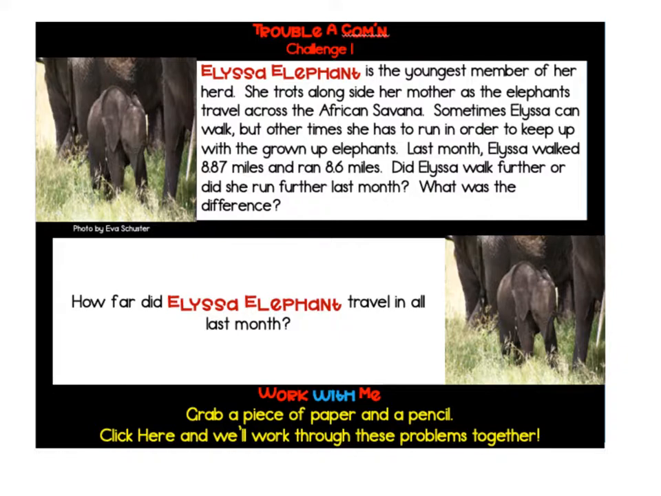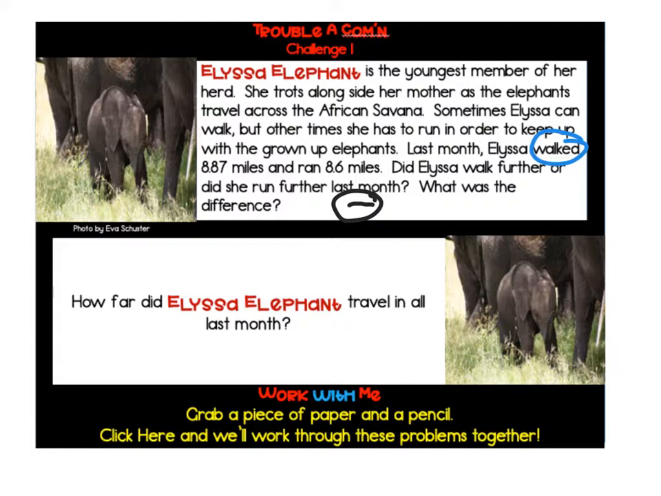All right, well, difference means we're going to be subtracting. And the first thing we need to do is figure out whether she walked further or whether she ran further. Well, she walked 8.87 and she ran 8.6. So if you look at the ones place, 8 is the same, right? There's your decimal, right? And then if you look at the tenths place, you've got an 8 here and a 6 here. So this is going to be bigger. She walked further than she ran. So walked would be your answer there.